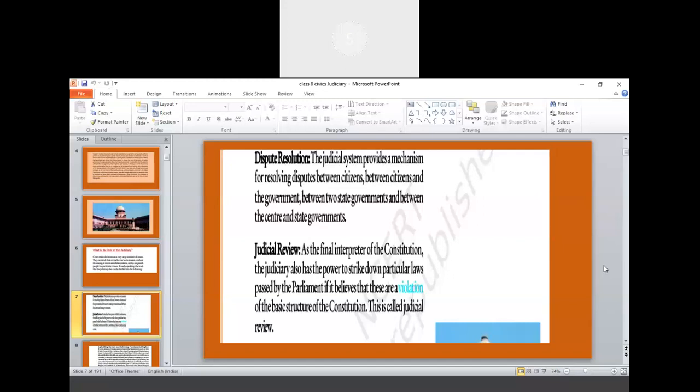So disputes can be between a citizen and the central government, between state and state, and between the state and the center. Judicial review, understood? The power of the judiciary to review is to look into the laws passed by the legislature. If the law is according to the constitution, then there is no problem. But if the law is against the terms and conditions of the constitution, such laws can be declared invalid.